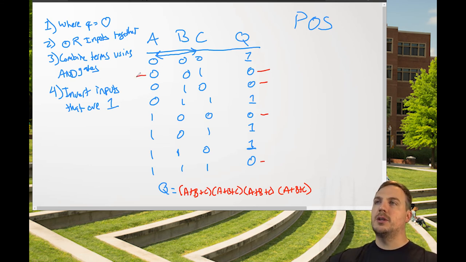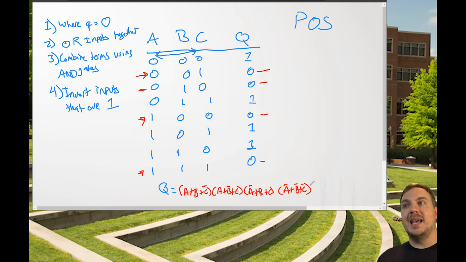So let's take a look at the first row right here. We can see that A is 0, B is 0, C is 1. So we're going to invert C. Okay, taking a look at the second row, we can see that A is 0, B is 1, C is 0. So we're going to invert B. We can see down here we have 1, 0, 0. So A needs to be inverted. And then finally, for the last row, we need to invert all 3 inputs. Okay, and so that is what it looks like in the sum of products. So let's take a look at this.